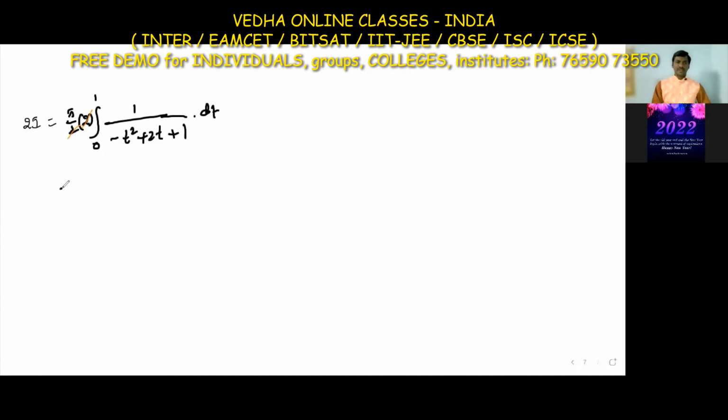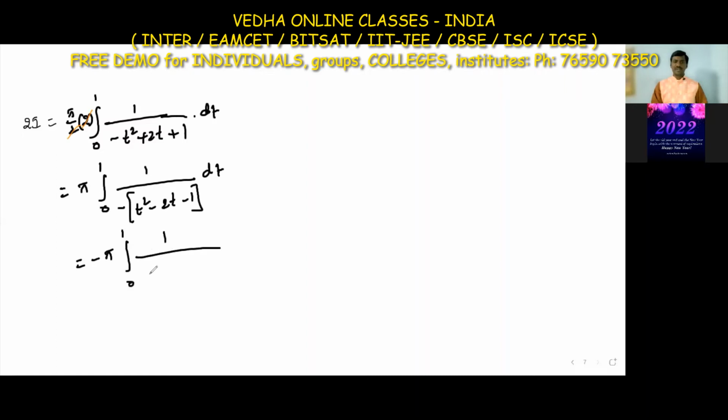Then take minus common, pi as it is, integral 0 to 1. And since first term t square coefficient is negative, take it common. If you take it common, then we get t square minus 2t minus 1 into dt. This minus we write it outside, so we get minus pi, and integral of 0 to 1 divided by, so we write this in the (a minus b) whole square formula. We convert into that form.